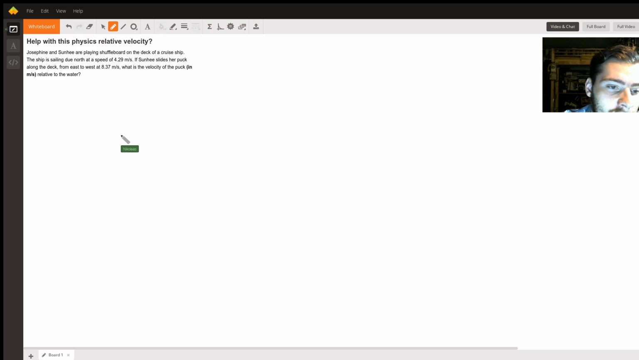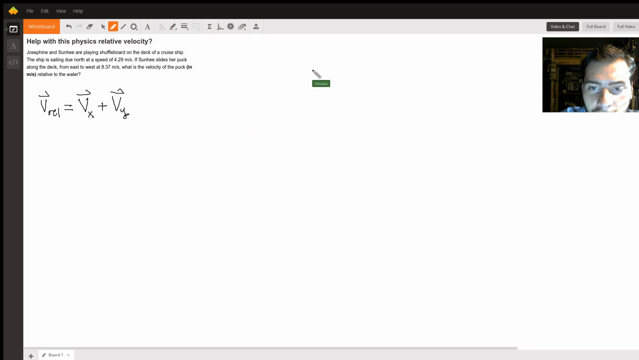We're given the velocity of the puck with respect to the ship, but we want it with respect to the water. This problem becomes really simple when you realize they're giving you two vectors and they just want you to add them together. The relative velocity vector would be equal to the vector sum of the two vectors. I'm going to call the east to west velocity v sub x, and the north velocity v sub y, so y and x for the direction.